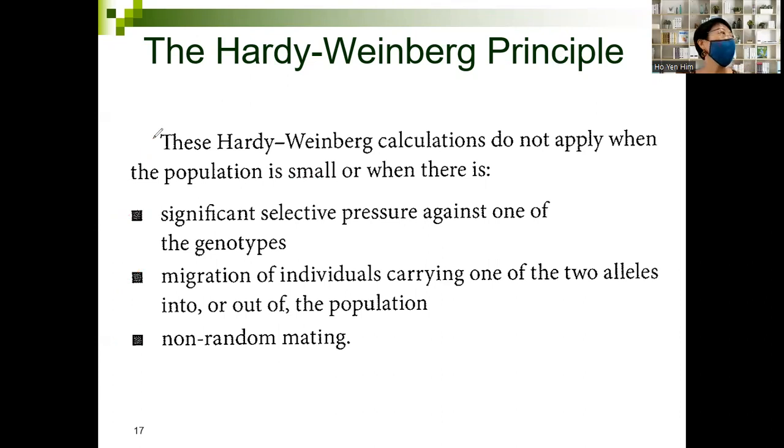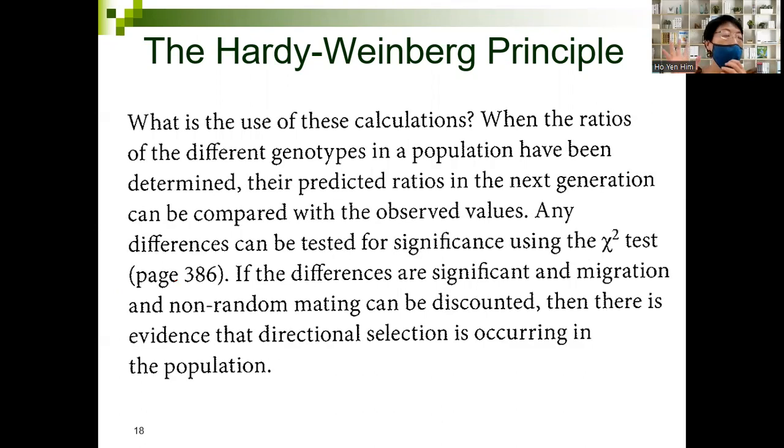Because once there's a change in allele frequency, our calculation is no longer correct, because we are using the assumption that the allele frequency remains stable, the same throughout generations. Nothing should change it. Then we can apply this in a large population.